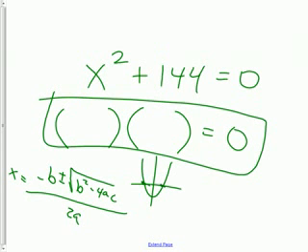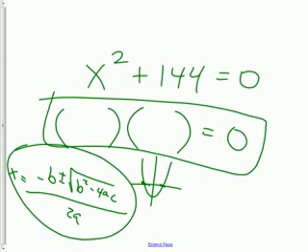So we're finding x-intercepts. The y I already know. If it's an x-intercept, I know the y is 0. So I'm trying to find the x. So I take this little formula and I plug in a, b, and c from this. Well, by the way, what's b? B is 0. And a would be 1 and c would be 144. And I could do it that way. That would work fine.